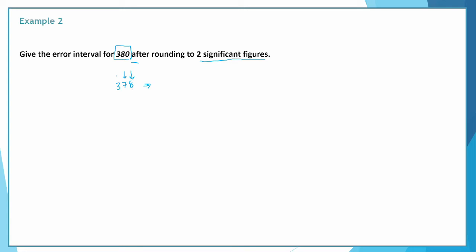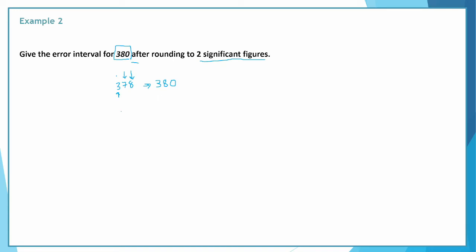So we look at 8 and we say, is it greater than or equal to 5? Well, in this case, of course it is. 8 is bigger than 5. So we write our number that hasn't been touched. 3 is neither of these, so that stays the same. And then we look at 8. Since it's greater than or equal to 5, this gets rounded up. So 7 becomes 8, and then we replace everything else with a 0. So that is how we round to two significant figures.